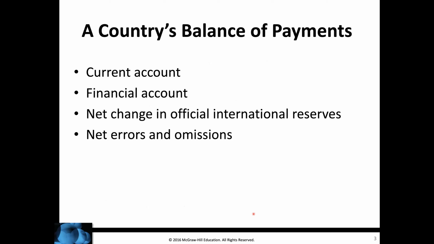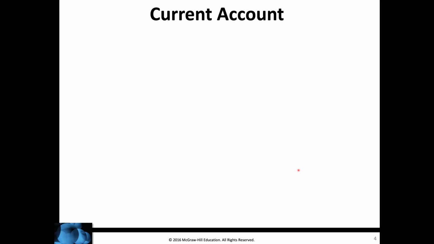So a country's balance of payments, we can look at it from a few different standpoints. One is what we call the current account, and we'll discuss what each of these mean here in just a second. There's the financial account. We'll look at the net change in official international reserves and net errors and omissions. So these make up a country's balance of payments. So let's start with the current account.